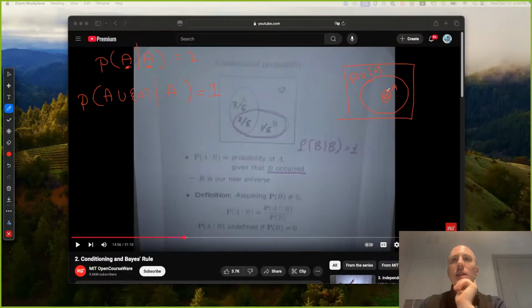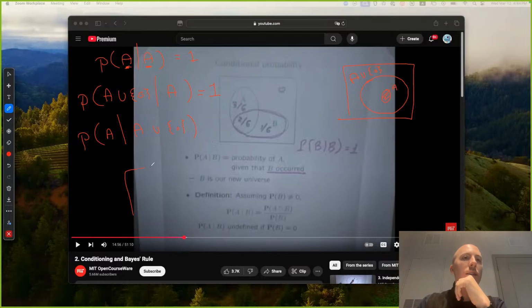So we know that this thing occurred. So what's the probability that this thing will occur? It's like 100%. But if we say, all right, what's the probability of A given A unioned with that outcome? Then it's like, who knows, all bets are off.